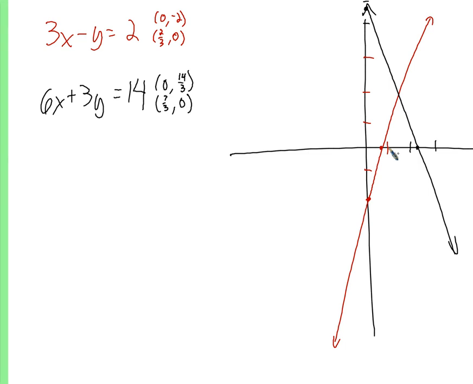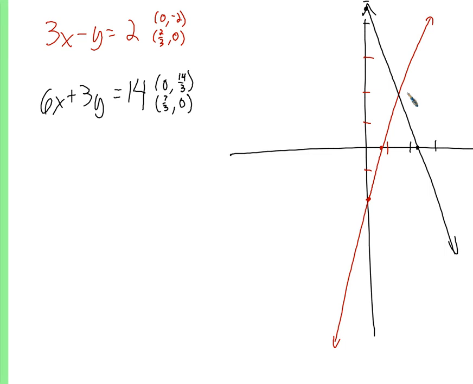And it looks like they cross at, I don't know, 1.5, comma 2, maybe. Maybe. Right? Kind of making the point here that graphs are not great. Or instead, what could we do? Set them equal to each other. Now, how do I do that?